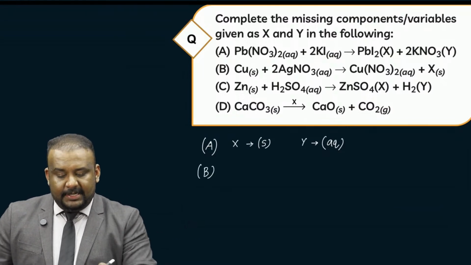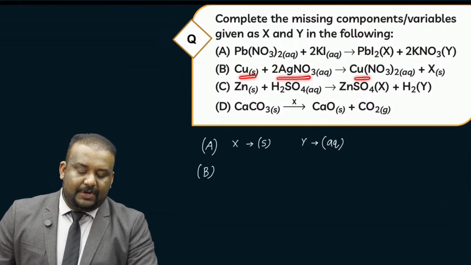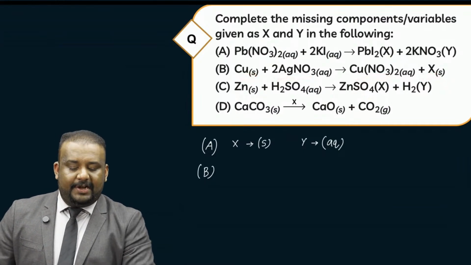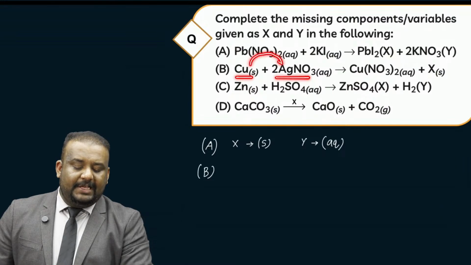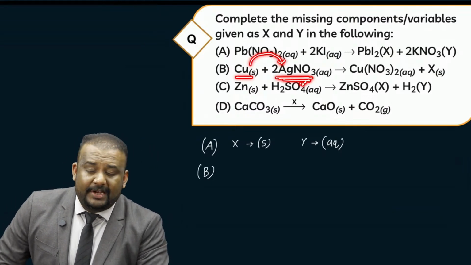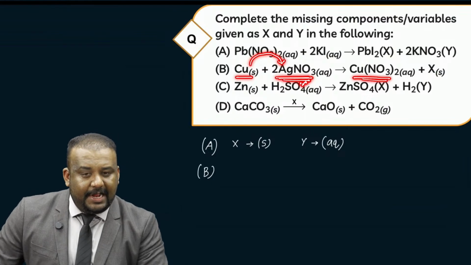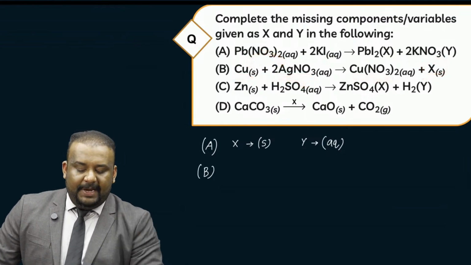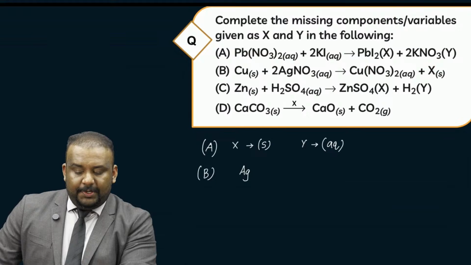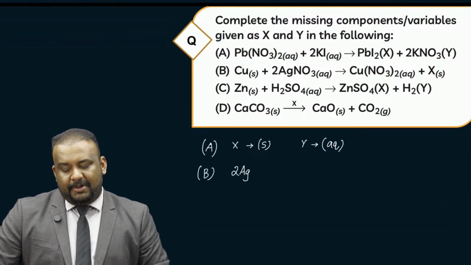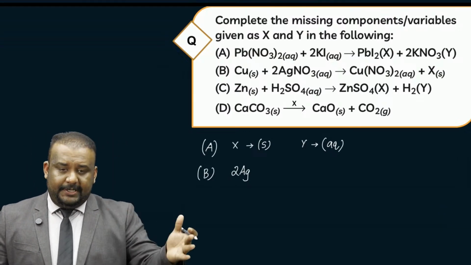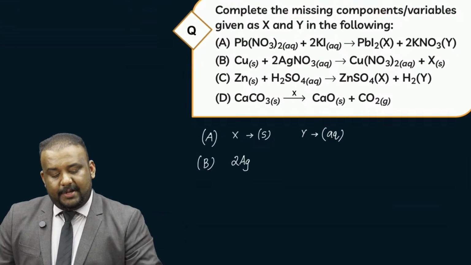Then we have the second question, which is copper plus silver nitrate gives copper nitrate plus X. So here X refers to one of the products. In this reaction, copper is displacing silver from silver nitrate, because copper is more reactive than silver. So you are going to see copper nitrate plus the displaced silver. Since it is written X, you should write the proper stoichiometric value also. So it will be 2Ag because it's a balanced equation which is already given. Don't forget to put the 2. Don't just write Ag, it is 2Ag. The stoichiometry also needs to be indicated.